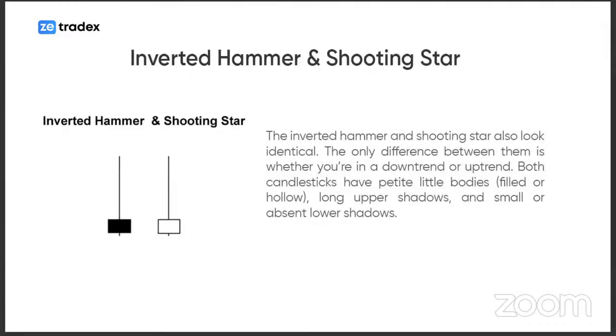Now, we have a very important candlestick called the inverted hammer. It's called an inverted hammer when it's a bullish one, and it's called a shooting star when it's a bearish one. Now, the inverted hammer and the shooting star both look identical, and the only difference between them is whether you are in a downtrend or in an uptrend, as I mentioned earlier. Both candlesticks have small bodies, either filled or hollow, with long upper shadows and small or absent lower shadows. And they actually signify a reversal in the market too. Next page, please.